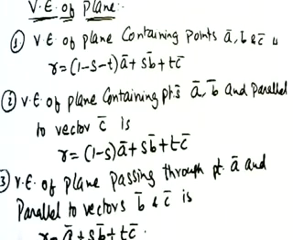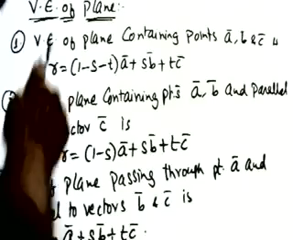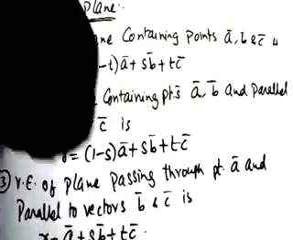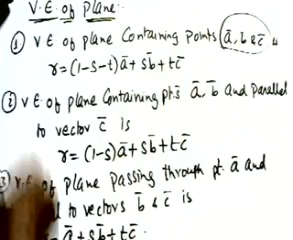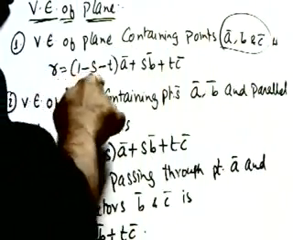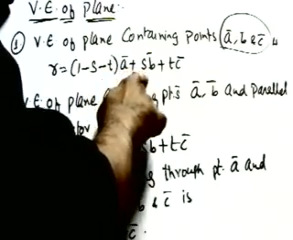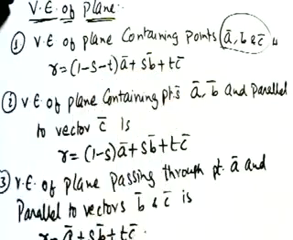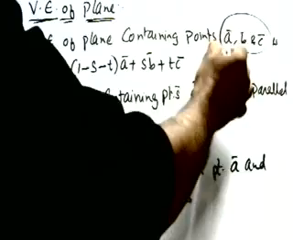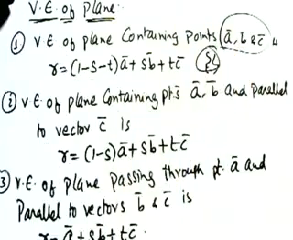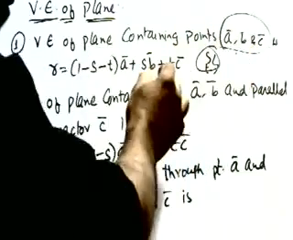Now, the vector equation of a plane. We have three formulas for the vector equation of a plane. For the plane passing through 3 points, if 3 points are given, we use the formula r equals (1 minus s minus t) times vector a plus s times b plus t times c, where s and t are some scalars.